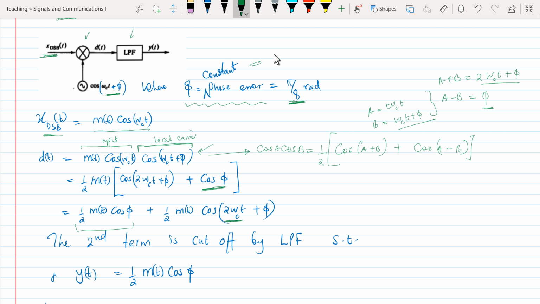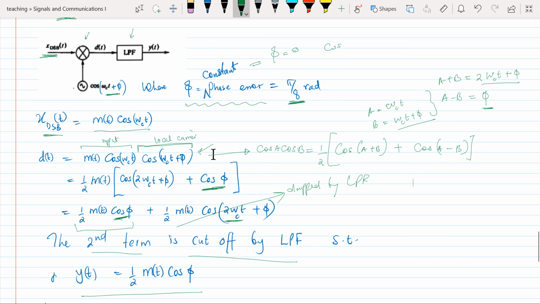Of course, if the phase error is equal to 0, then cos of 0 will be equal to 1, therefore there will be no effect on the message. But if there is a phase error that is bigger than 0, then it is going to introduce some significant error. The second term is cut off by the low pass filter. This term gets dropped by the LPF, and therefore we are left with y of t being equal to this.